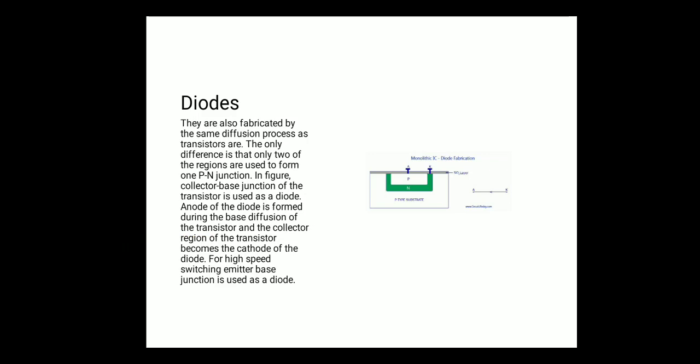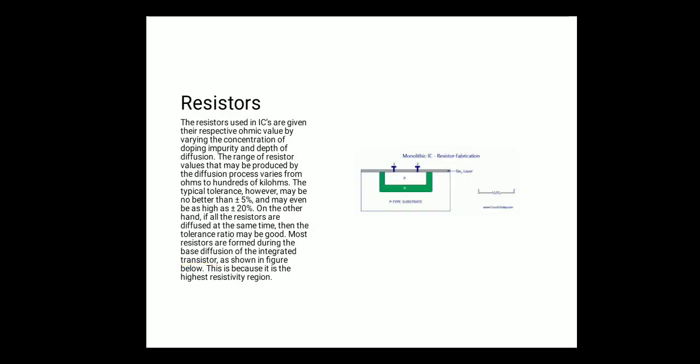Diodes. Fabrication of diodes. As told earlier, the diodes are also manufactured by the epitaxial planar diffusion process. Here we don't have as many layers as in the transistor. We have only a p-type and n-type junction. The collector base junction of the transistor is used as a diode. The anode of the diode is formed during the base diffusion of the transistor and the collector region of the transistor becomes the cathode of the diode. So the diode process is simple.